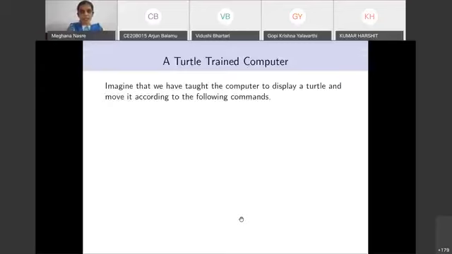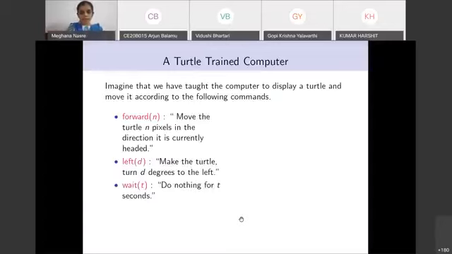Okay, so for the moment, imagine that we have taught a computer to display a turtle. A turtle is some kind of an arrow just for the moment, and the turtle moves according to the commands that we give to the turtle. So just like we had defined our commands as draw an asterisk, move to the right, go to the new line, repeat, similarly, the turtle trained computer knows the following.